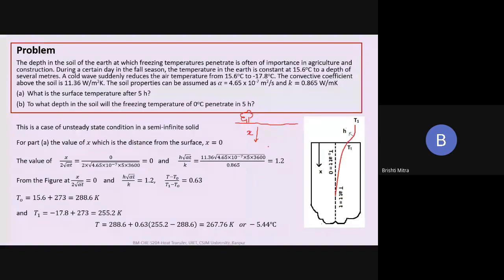If there are any living creatures inside, if there are any seeds, etc., will they be able to survive or not? That is what we are trying to understand from this.